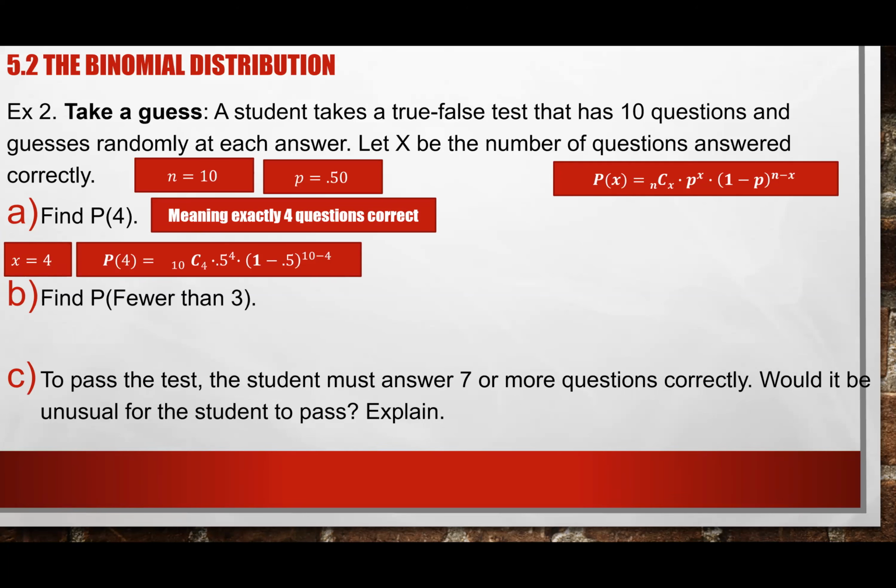Probability of exactly 4 is equal to 10, which is my N, C4, which is NC4, multiplied by P. What is my P? My P is 0.5 raised to the 4th power, multiplied by 1 minus P raised to 10 minus 4. So everybody see where my P, my X and my N came from.